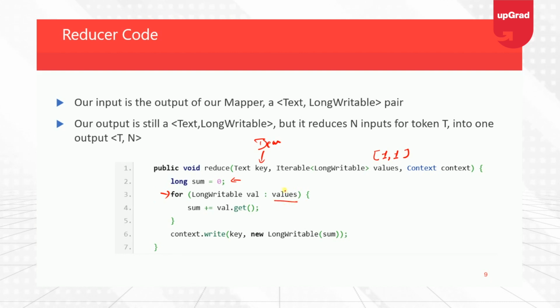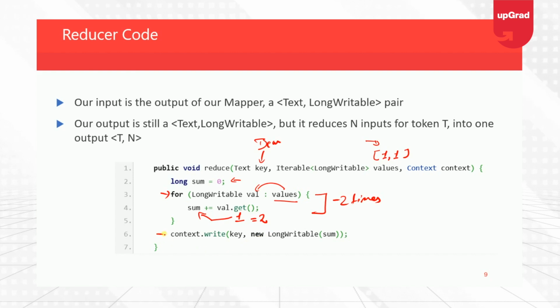Now this is going to fetch all the values into the val one by one. As we can see here, there are in total 2 values here. So this loop is going to run 2 times. In each iteration, the val will be 1 and this val will be added to sum. So once this loop completes, we'll end up with sum as 2.